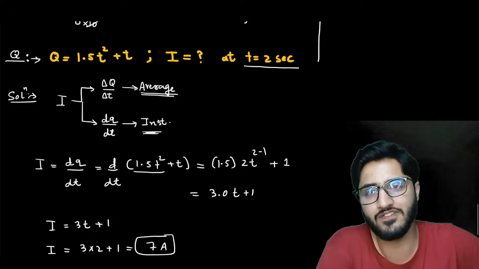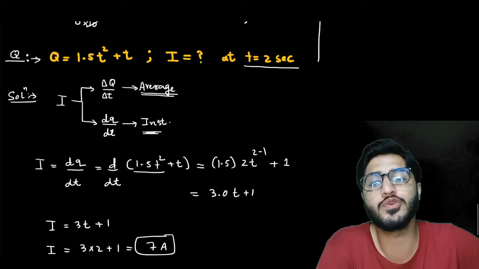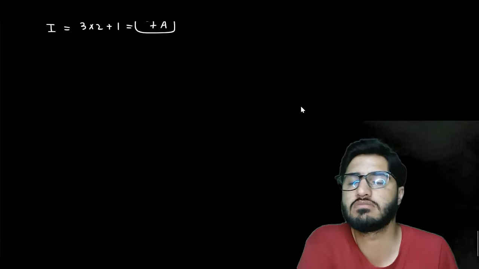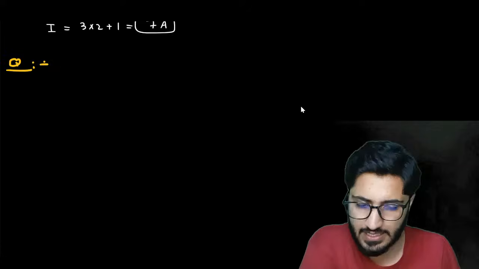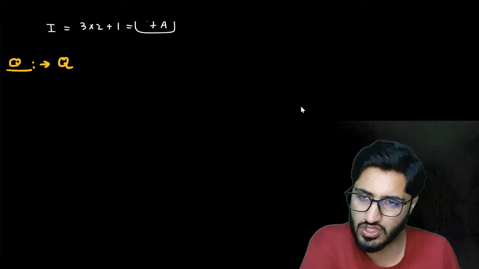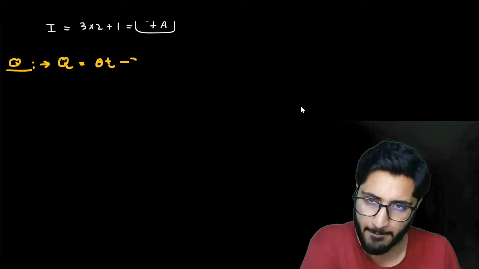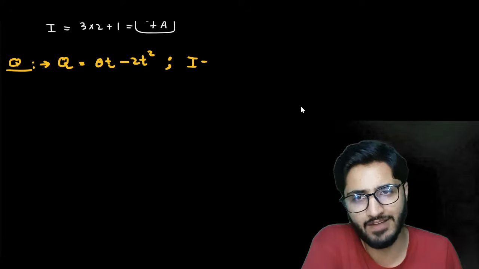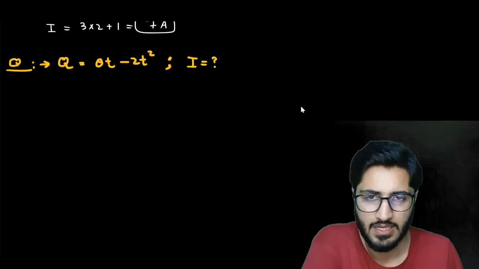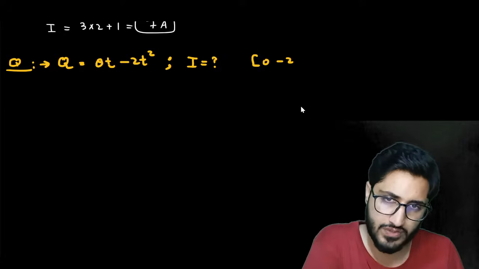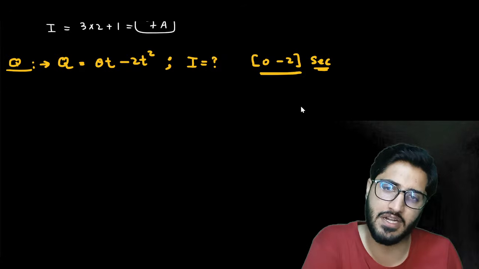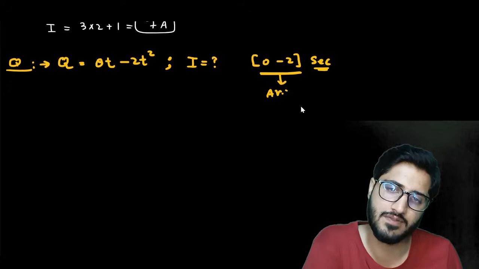So by this you will find where you need to put the instantaneous value. Now, one numerical by which you will get an idea where you need to put the average value. If my charge is given as q equals 8t minus 2t square, give me the value of current, and my time interval is given from 0 to 2 seconds. Look, the time interval is given, so I need to find the average current.